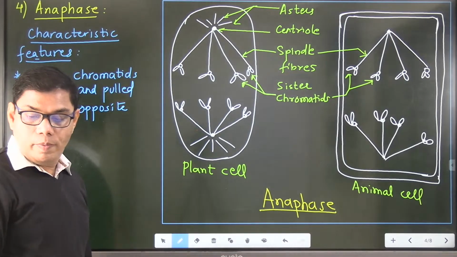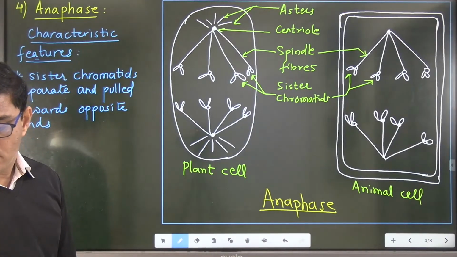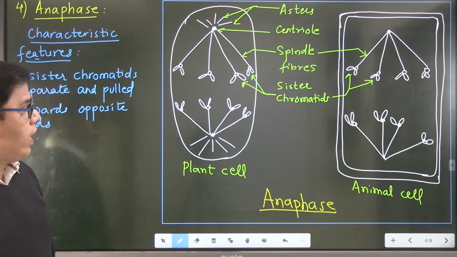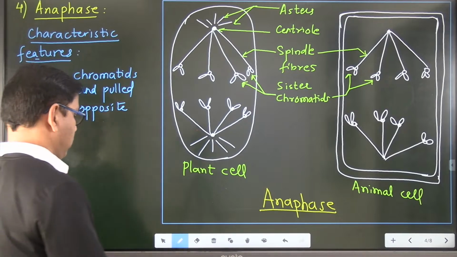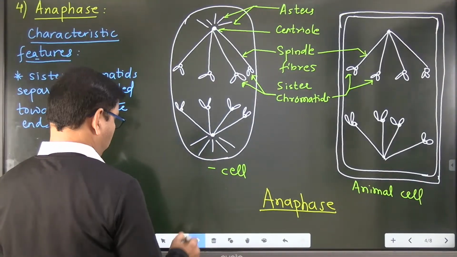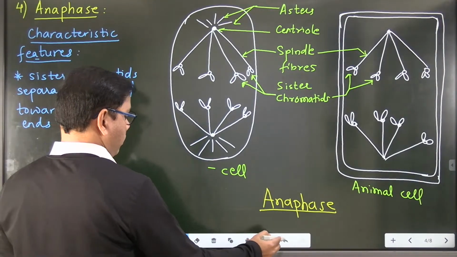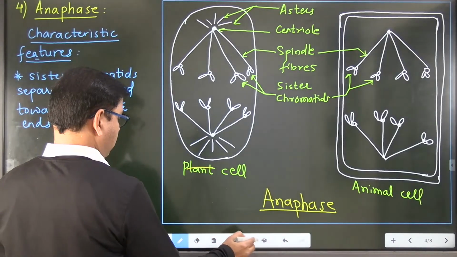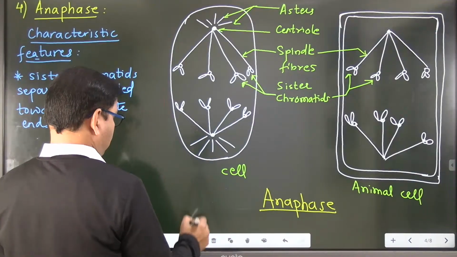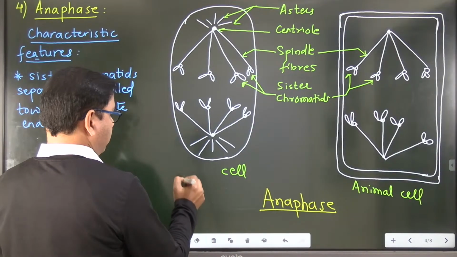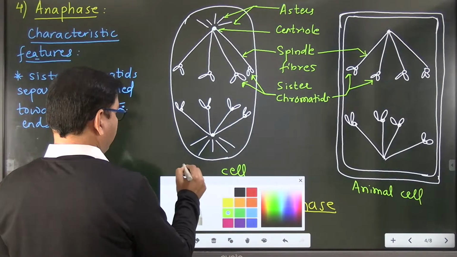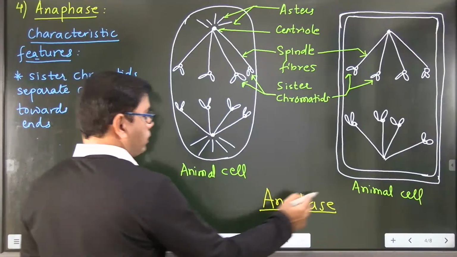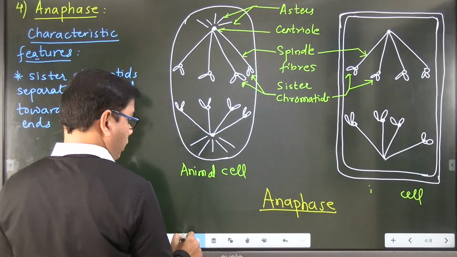Can we continue? Where it is not correctly labeled. Okay, I'm so sorry. Okay, this is what? This is animal cell. Yes, this is animal cell. And this one is the plant cell. Right. Absolutely right.